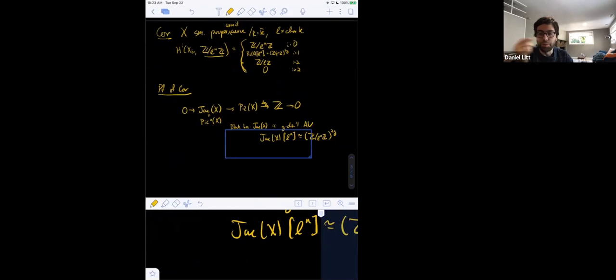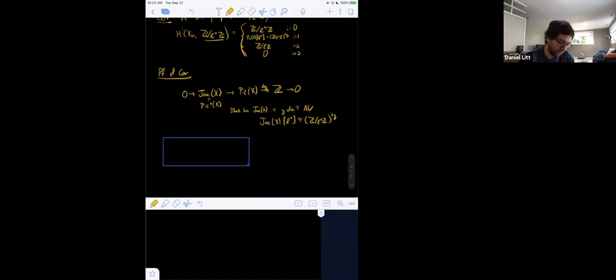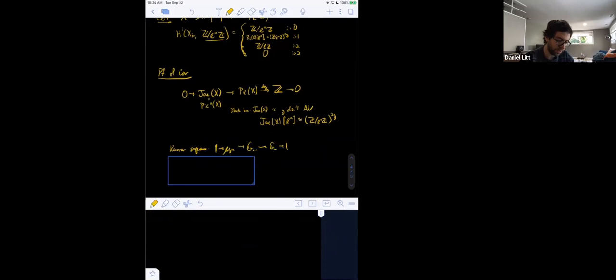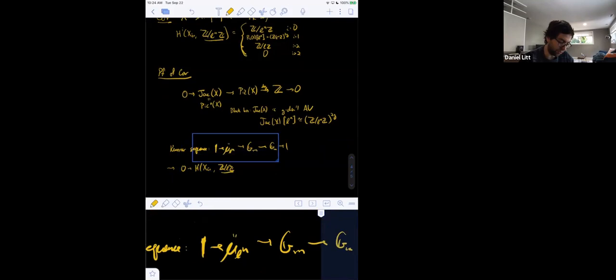Okay, so let's do it. The Kummer sequence: that was this short exact sequence of sheaves, 1 to mu_{L^N} to G_m to G_m to 1, which gives a long exact sequence. Let me show you the relevant part. It gives us 0 to H^1(X_et, Z/L^N Z). Because we're over an algebraically closed field, this is isomorphic to the constant sheaf Z/L^N Z.